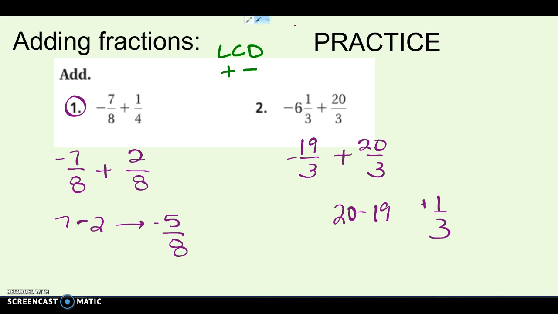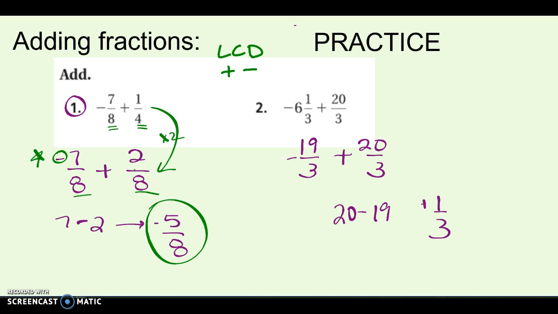In the first one here, I had to get common denominators, so I changed them both into eighths. The first one already was 8s, good to go. This one had to be multiplied by 2, so I got 2 8s. Now I have one negative and one positive, so I had to find the difference. The difference between 7 and 2 is 5 8s. And my negative here was bigger, so it's a negative final answer. Keep the negative on your final answer.